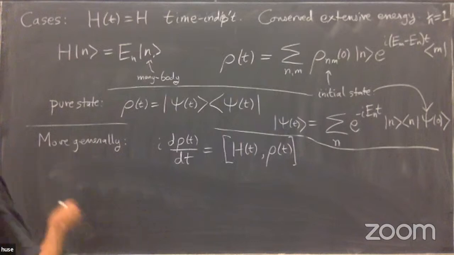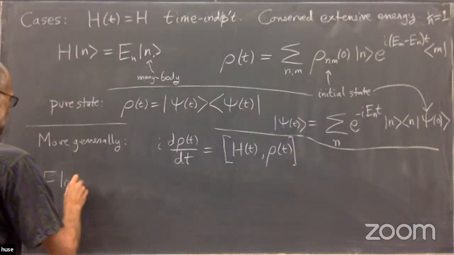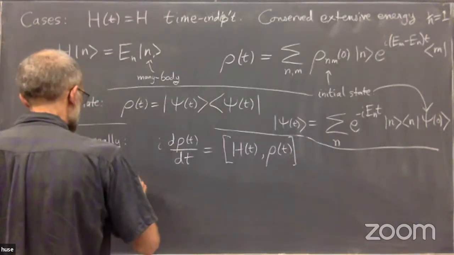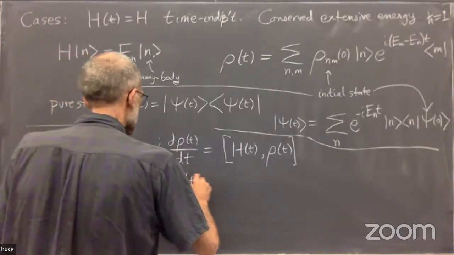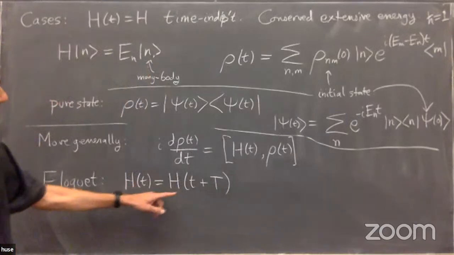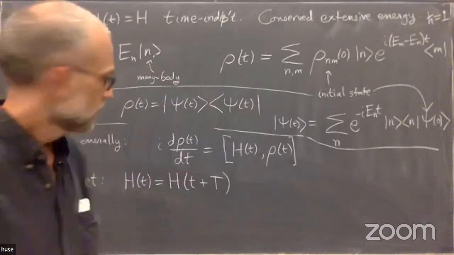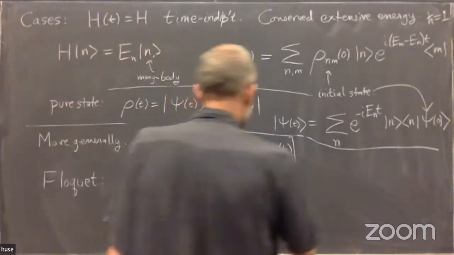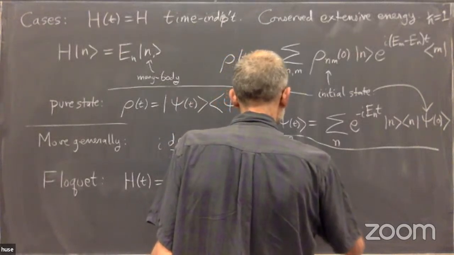And now there's another case, which we look at a lot, which is Floquet. This is the case when our Hamiltonian is periodic with a period. So if the Hamiltonian is periodic in time with some period capital T, that's what we call Floquet dynamics. Now let's just choose our time scale such that the period is 1.